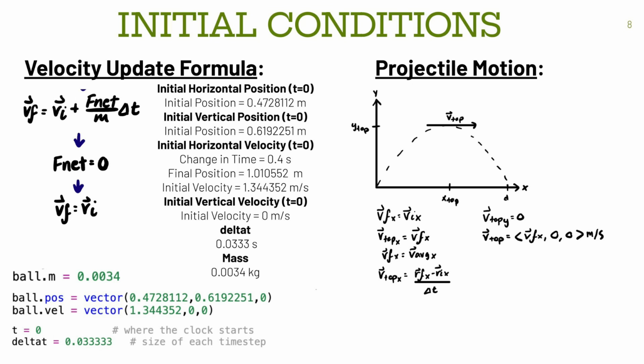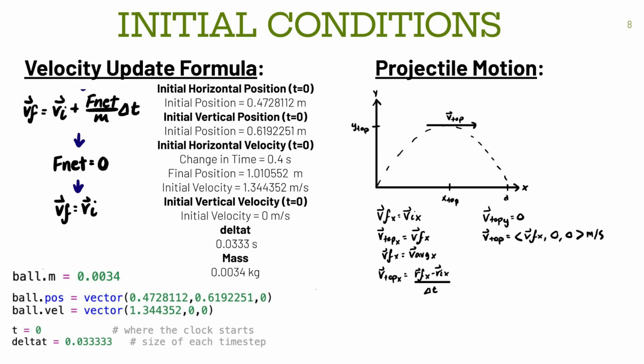Because I knew that there was no net force in the horizontal direction, I was able to find that the final velocity was going to be equal to the initial velocity in the horizontal direction. So I was able to just do the change in position over the change in time to find the initial velocity for the horizontal position.